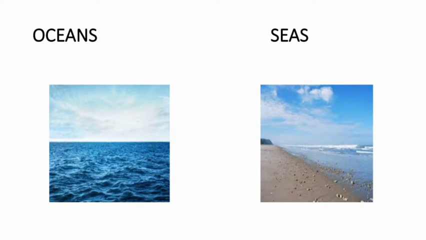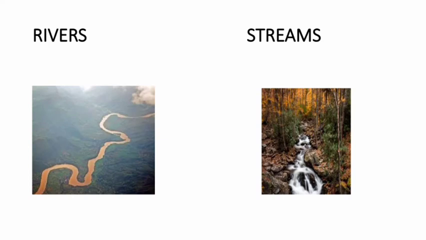Next picture, river. A river is a naturally flowing water course, usually fresh water, flowing towards an ocean, sea, lake or any other river. The next picture is stream. A stream is a body of water with surface water flowing in a channel. So a stream is a seasonally flowing river. If the rain exists, it will flow. If not, then it will not flow.